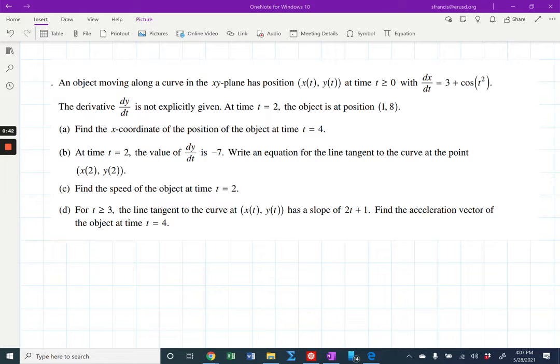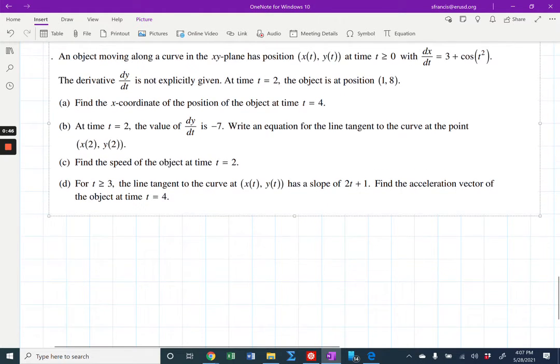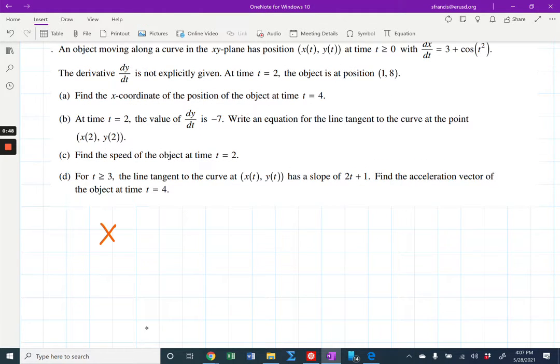At time t equals 2, the object is at a certain position. So just to note what that means, they're telling us that x of 2 is 1, and y of 2 is 8. Okay, so that's just how you want to interpret that. First, it says to find the x-coordinate of the position of the object at time t equals 4.